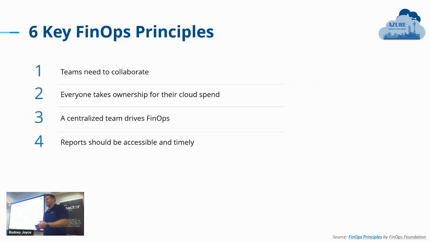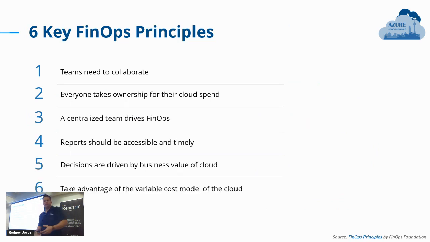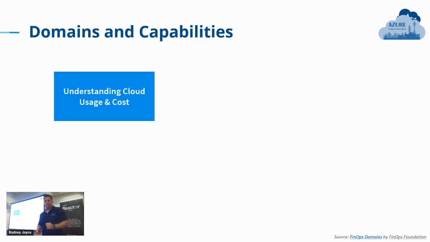The fourth principle is that reports need to be accessible and timely. You can't track and optimize what you can't measure, so you have to start with reporting. And they've got to be to the right person at the right priority. Decisions are made by the business value and the return on investment. And you still want to take advantage of all that good stuff that I talked about with the cloud. It's a key thing here. So if you follow these six principles, you're doing FinOps well.